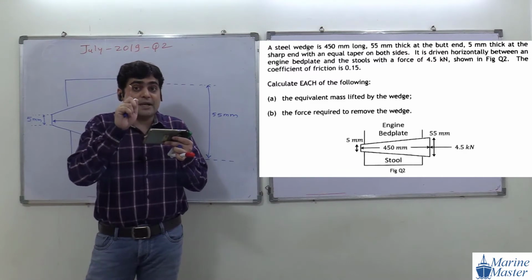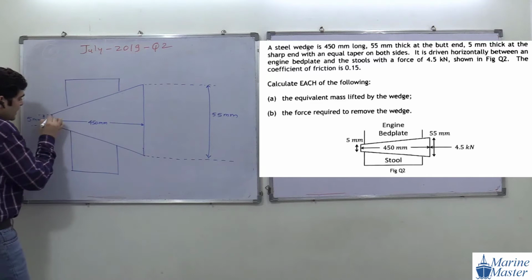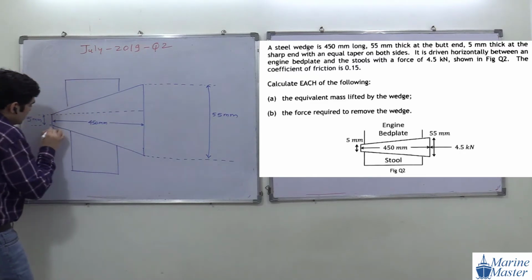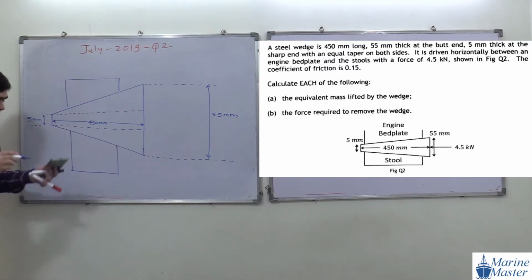Equal taper on both sides. What is the meaning of equal taper on both sides? See, here I am drawing one dotted line. Here also I am drawing one dotted line. See the point here, guys. Equal taper on both sides means what?